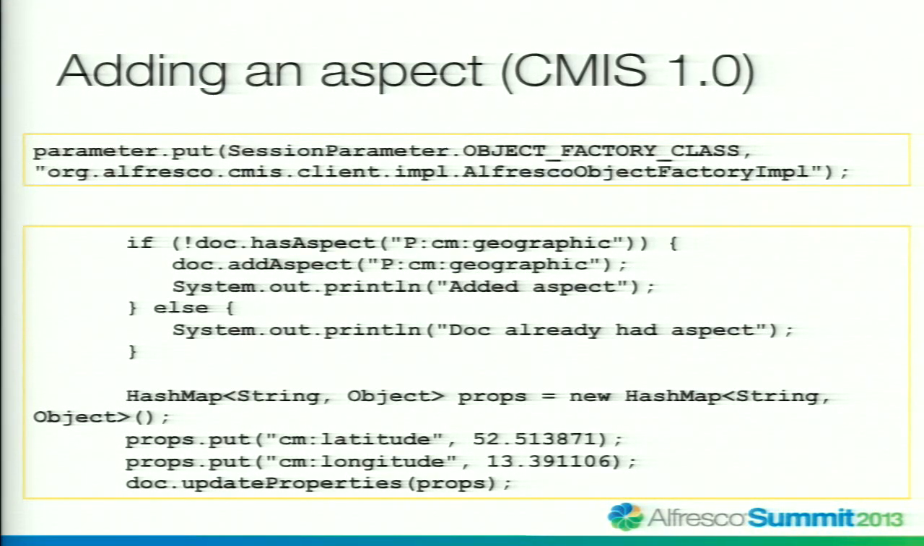All right, so to recap how aspects work, if you're using CMIS 1.0, so prior to 4.2, then you need the extension. What you do is, before you get the session, you tell CMIS that you want to use this object factory, which is an Alfresco-specific object factory. At that point, instead of getting back documents, you're getting back Alfresco documents, and folders are the same, Alfresco folders. You can then do things like if doc has aspect, or if folder has aspect. And then you can say doc.addAspect, and give it the ID of an aspect. This would work like you would expect if you were using the node service or something like that. So that's what the extension does for you, it makes it easy to work with aspects.